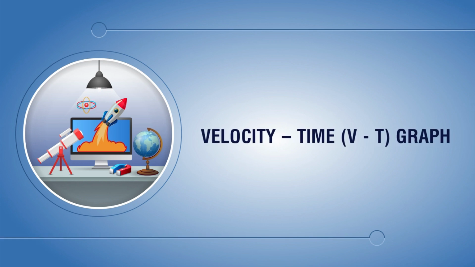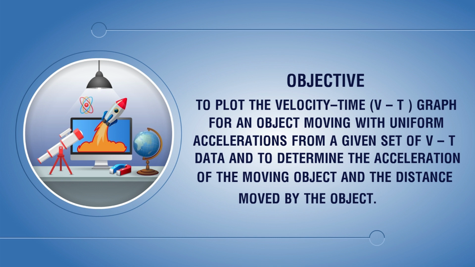Velocity-time (v-t) graph. Objective: to plot the velocity-time (v-t) graph for an object moving with uniform acceleration from a given set of v-t data, and to determine the acceleration of the moving object and the distance moved by the object.